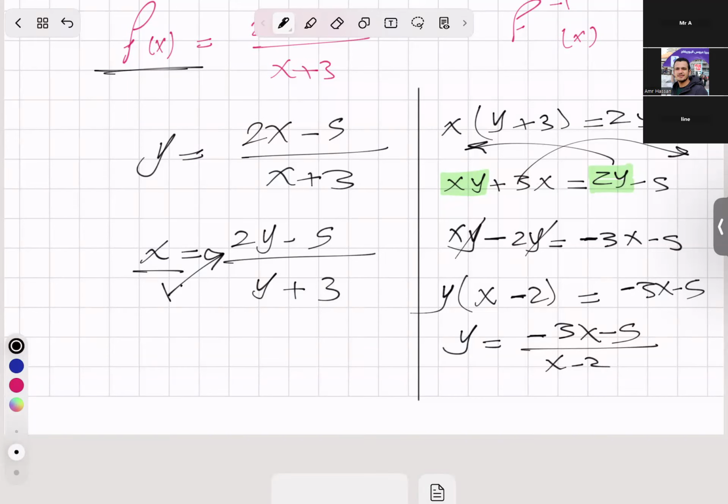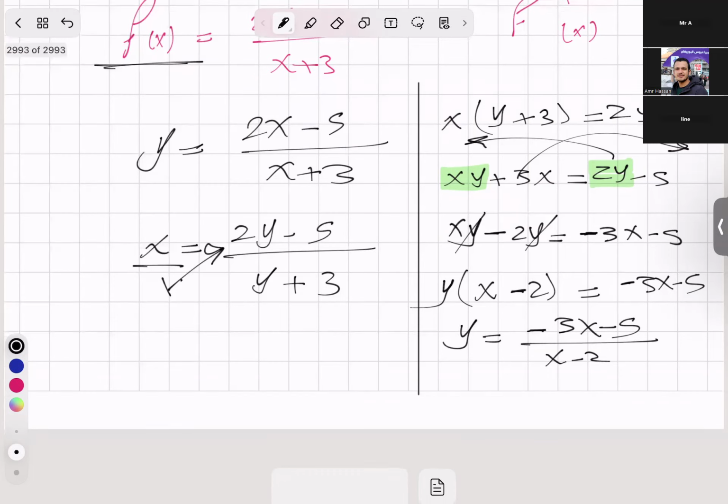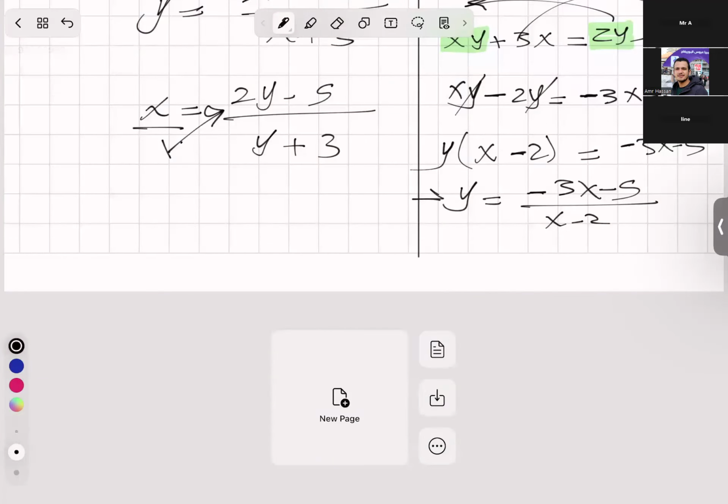Did you get it? Yeah. Is this one clear for you? Yeah. So I will find out what the inverse function is. So I figured out this one looks like the inverse function. Did you get it? Yeah.